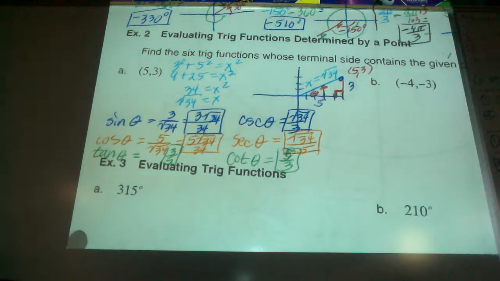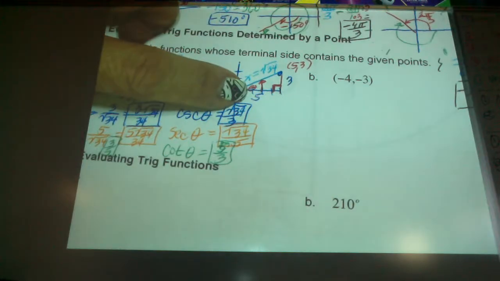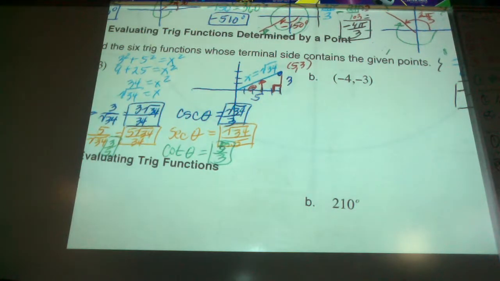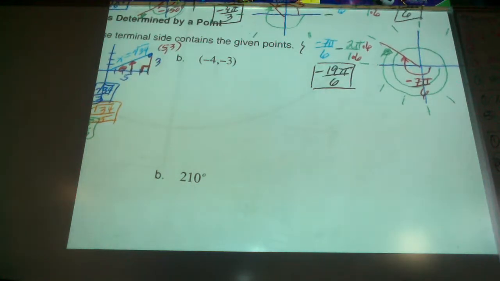So are we okay with that? Now, it is also important to pay attention to signs. All of this was positive, and our terminal angle and our theta, our reference angle, were one and the same. We'll look at B. B's a little different story.